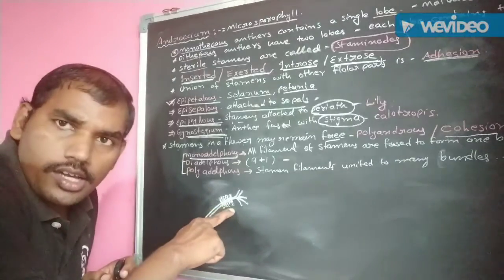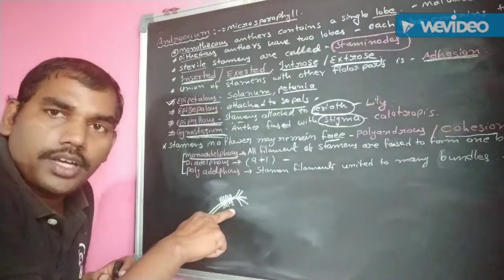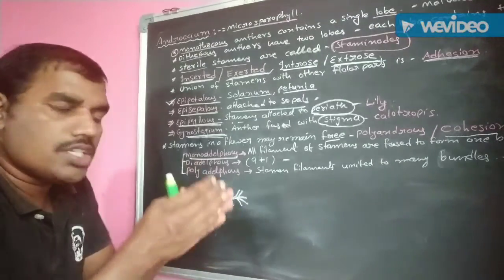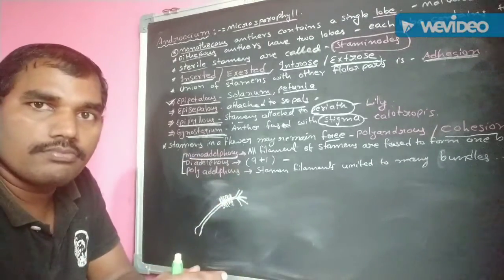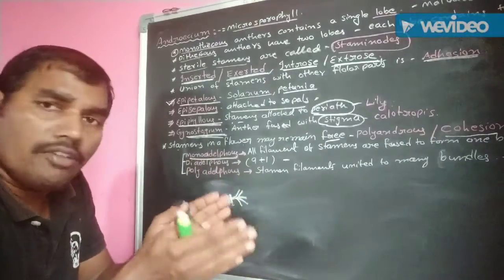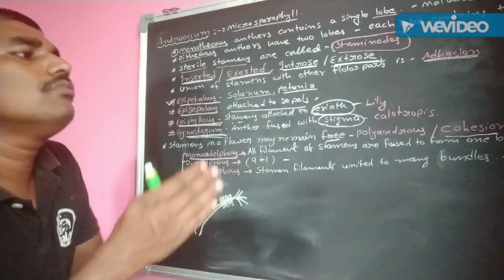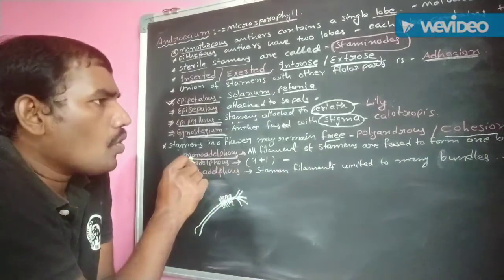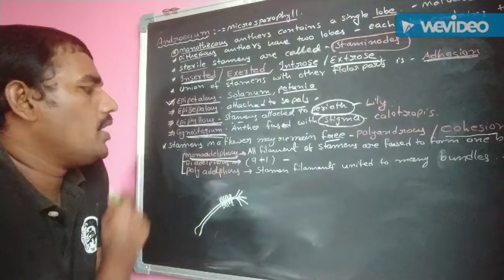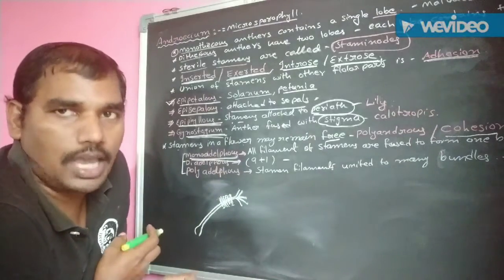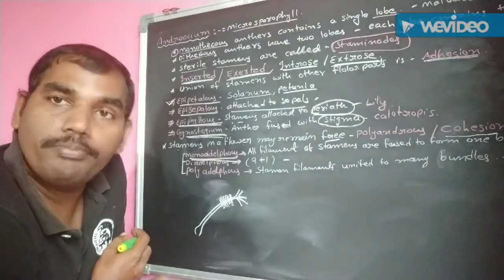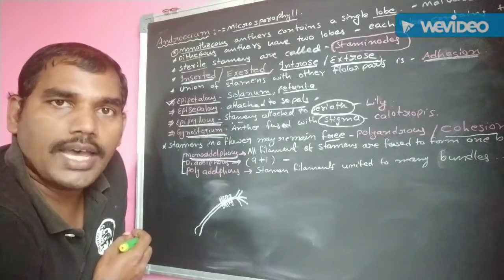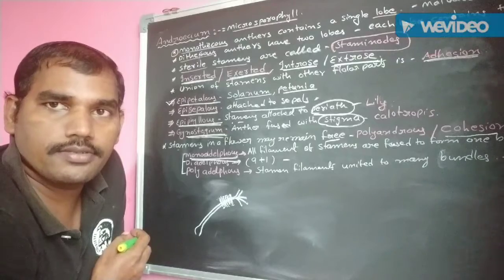At the tip of the style, or below the stigma, every anther is free. But the filaments are united to form only one bundle. This type of cohesion of stamens is known as monodelphous stamens. Example, a Malvaceae member: China rose, hibiscus rosa-sinensis.